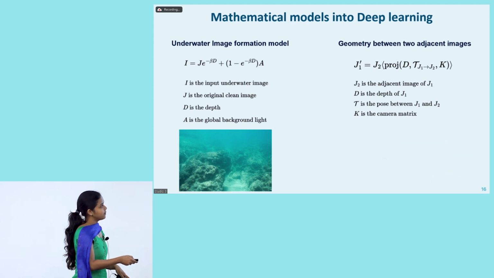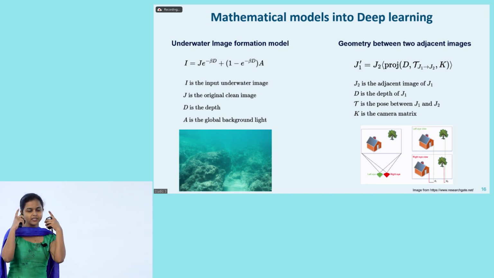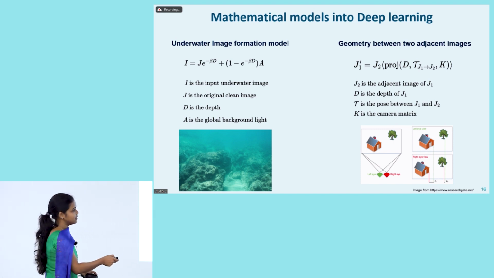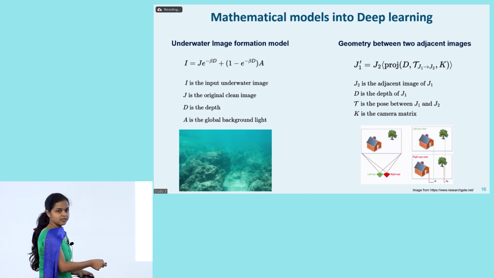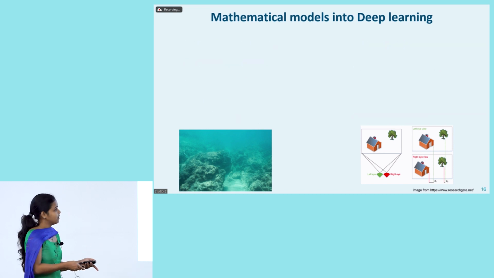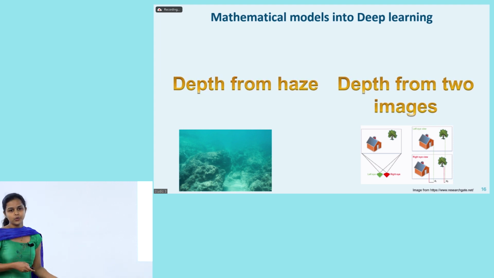Then for the next one, we actually perceive depth from the images captured by our 2 eyes. In the left eye we capture some image like this, and in the right eye there will be a shift between the left eye and right eye views. So, using the disparity between the 2 images, we actually perceive the depth of that object. This idea I am using here, the geometry between 2 adjacent images. So, here I am using depth from haze, and here I am using depth from 2 images.